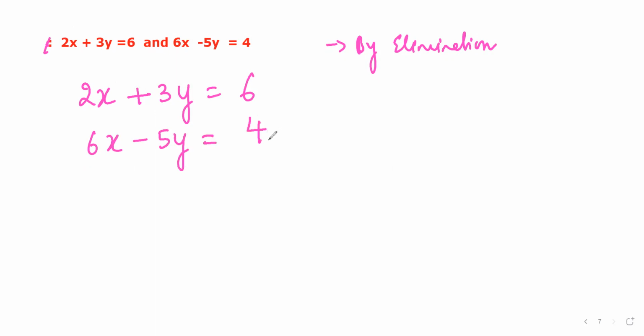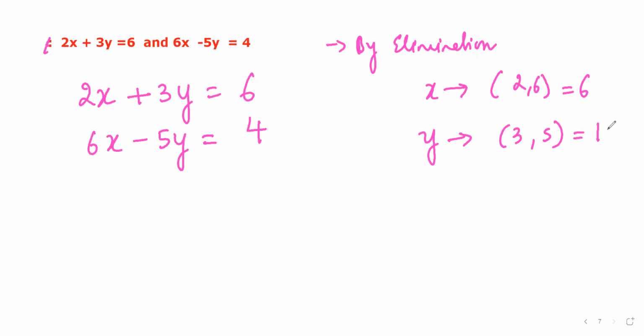See, it's left to you now. What you can do is, you decide to eliminate y, or you decide to eliminate x. If you want to eliminate x, see, then what happens? The LCM of 2 and 6 is 6, isn't it? And if you want to eliminate y, take the LCM of 3 and 5. Forget the negative sign on 5. You just take 3 and 5. The LCM will be 15.